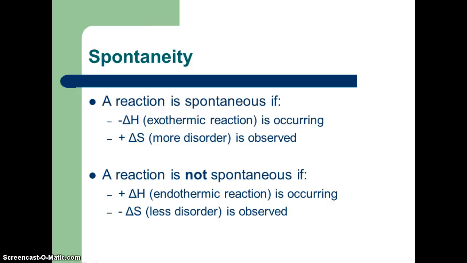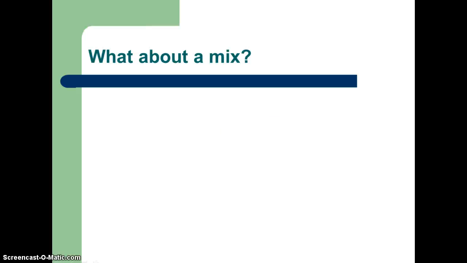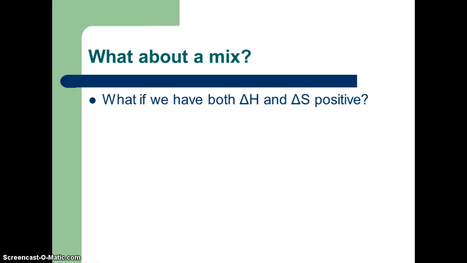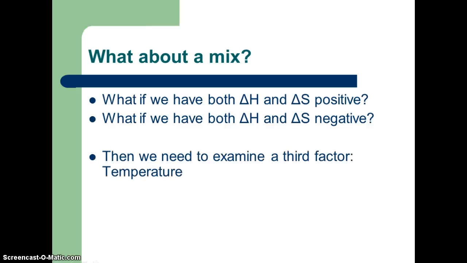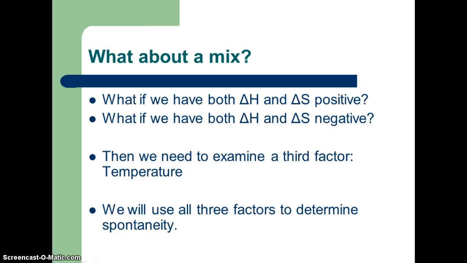The problem arises is, what if one of those conditions is met but not the other? In other words, a mix of conditions. Well, in these cases, we have to rely on our other factor, that third factor I mentioned, which is temperature. Temperature involves particle motion, which has a lot to do with whether particles ever collide and react. We're going to use all three factors to determine spontaneity.